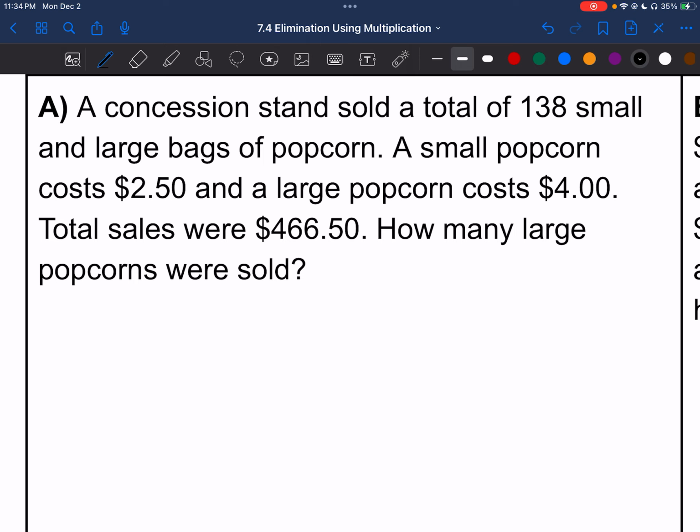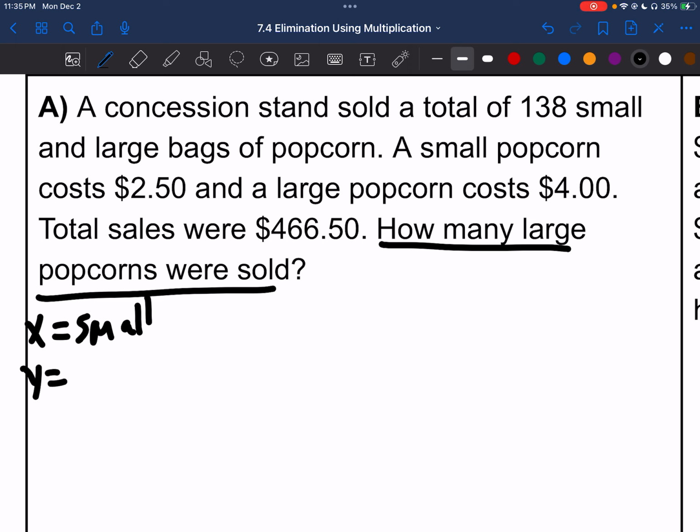All right, so looking at this, we need to first define our variables. How many small or large popcorns were sold? So I want to say x is going to be small and y is going to be large. So those are my two variables, small popcorn and large popcorn.